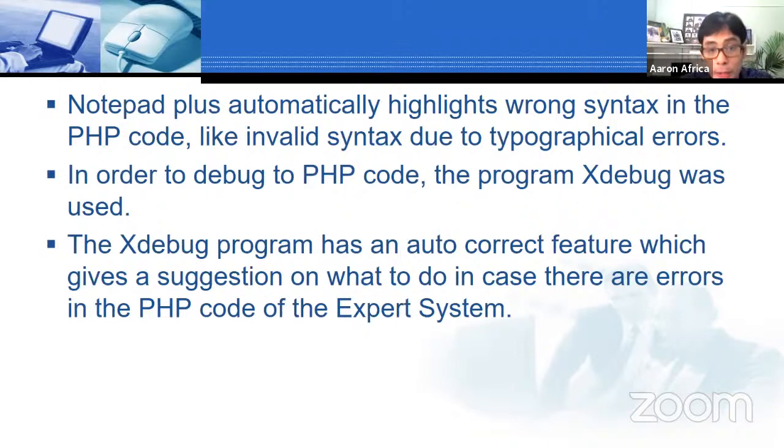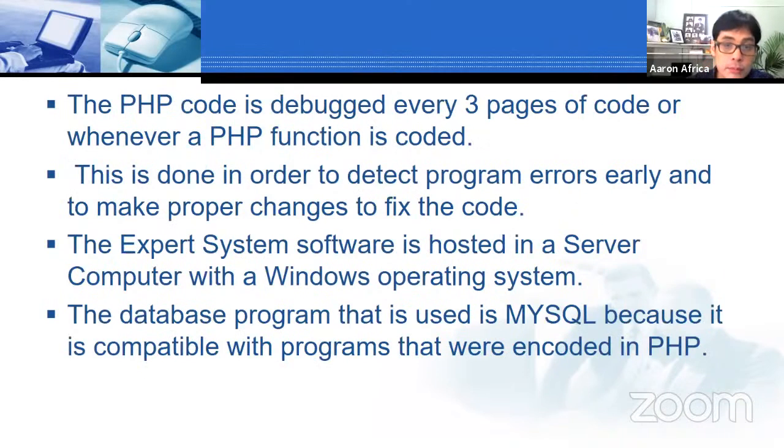Now, in order to debug the PHP code, what we use is the Xdebug software. What's good about Xdebug is it has an autocorrect feature, which gives us suggestions on what to do in case there are errors in the PHP code. We debug it every 3 pages of code or whenever we code a PHP function. This is done in order for us to detect errors early and make proper changes, because if we debug after a long time, it may be hard to find the faulty code.